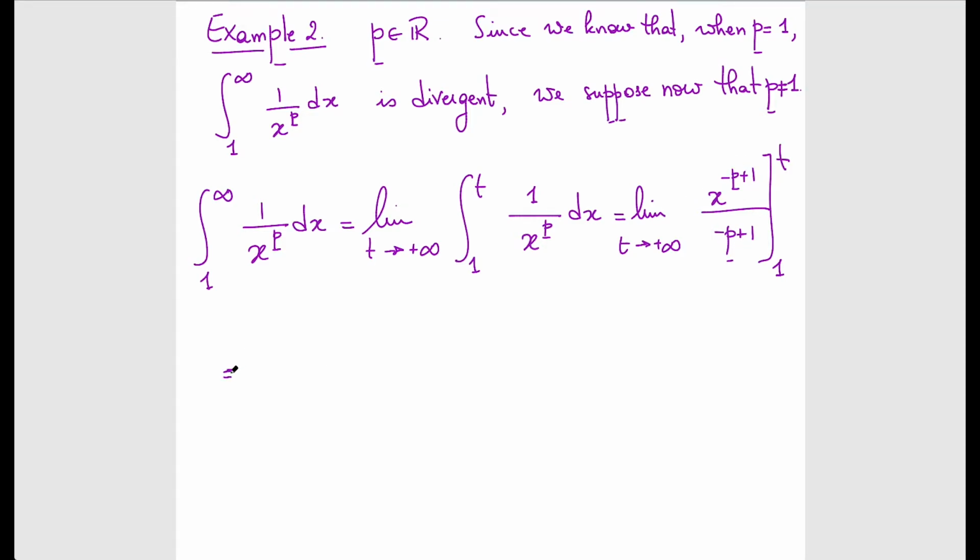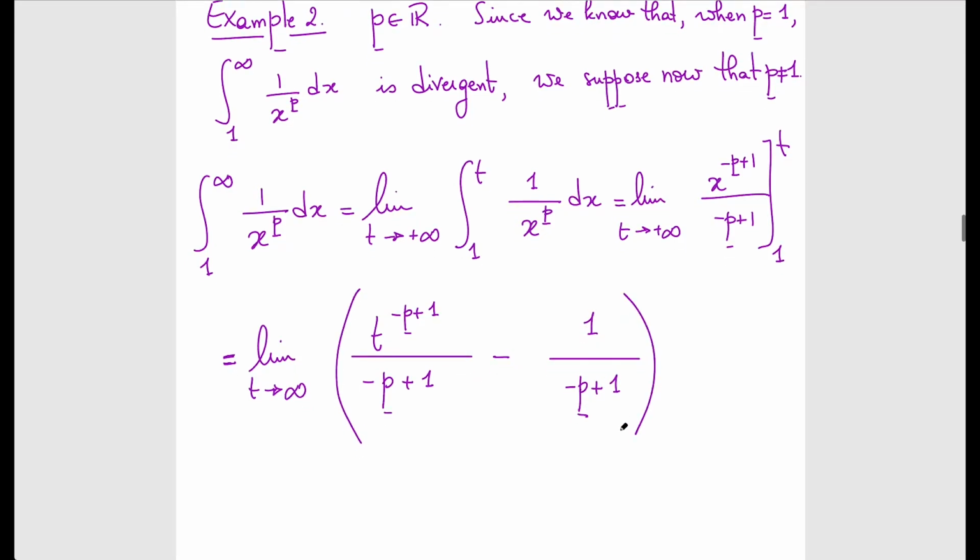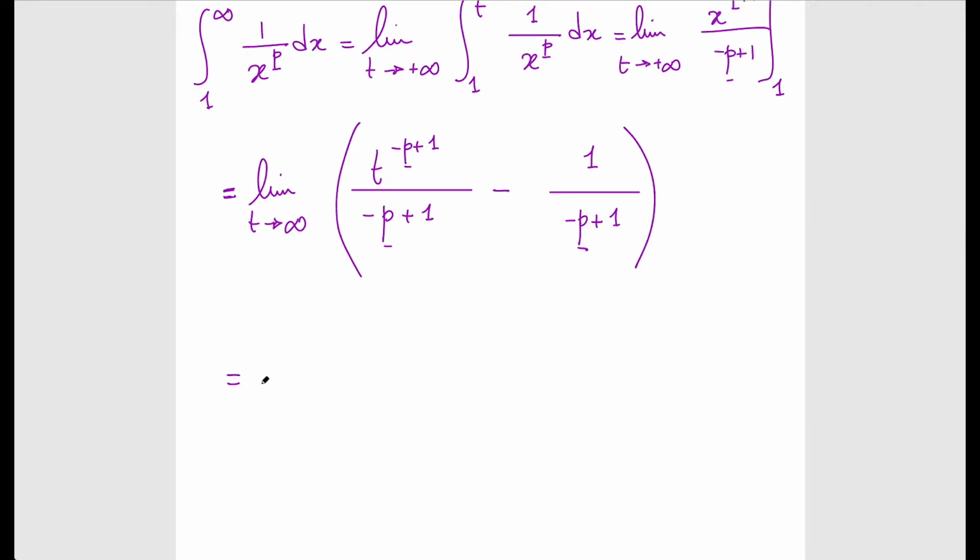And this is equal to the limit as t goes to infinity of t to the power minus p plus 1 divided by negative p plus 1, minus, when x is 1, you get 1 divided by minus p plus 1. Correct? And what is this? This is equal to the limit as t goes to plus infinity.